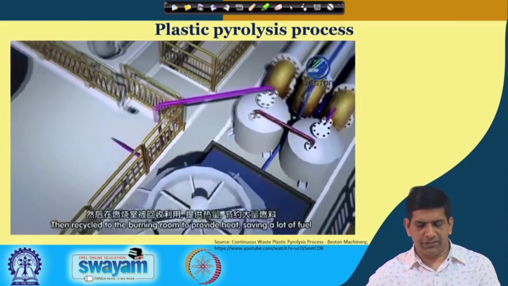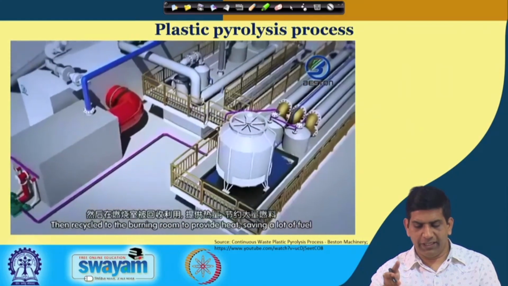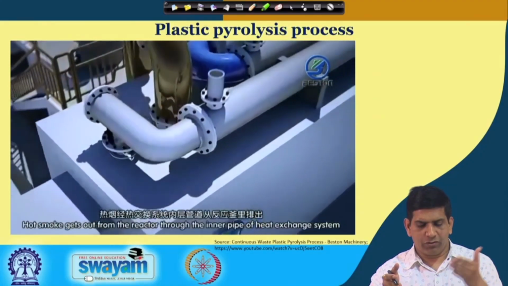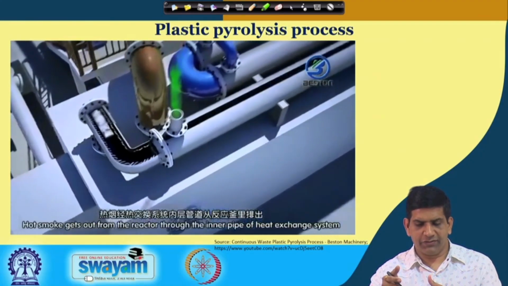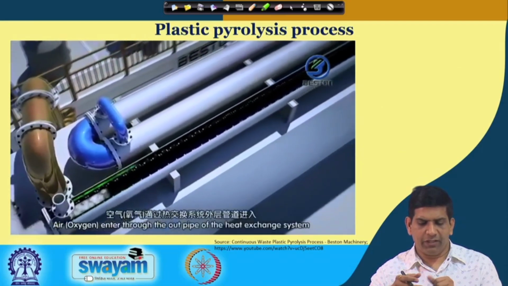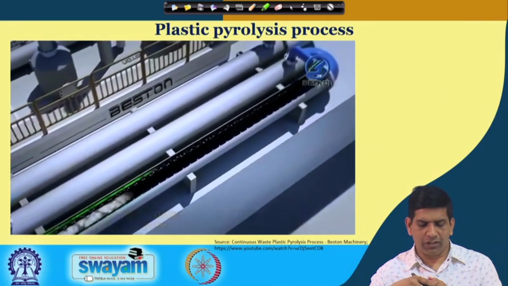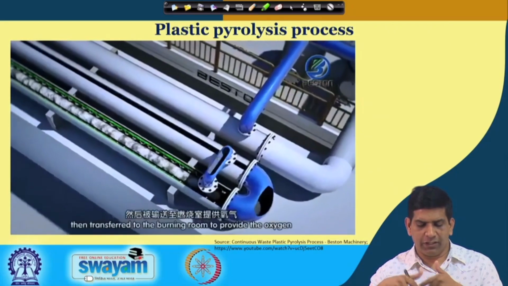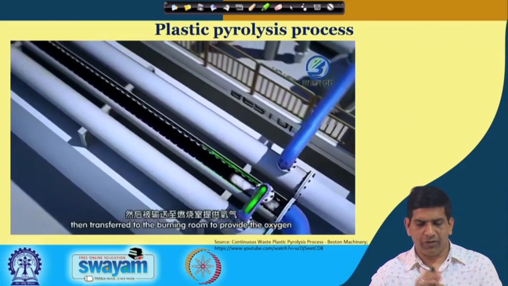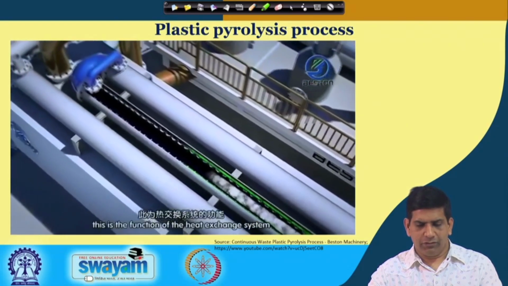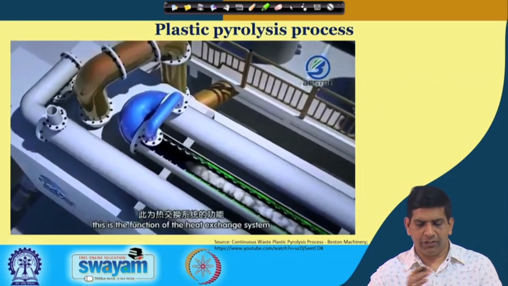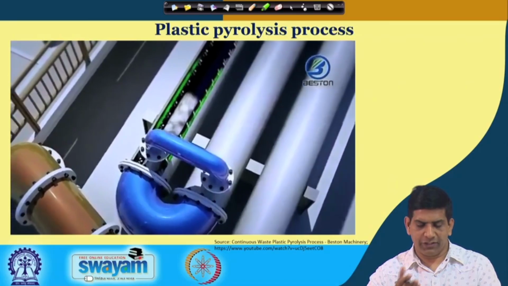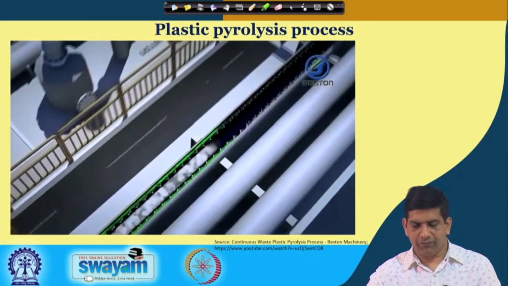So as you can see, then the recycle goes to the burning room, and then we have to provide the heat, saving a lot of fuel. So that whole process that we just explained, and the hot smoke goes out of the reactor through the inner pipe to the heat exchange system. So they are recovering the heat, they get the char product, they are also getting the syngas product. So air will get heated by the hot smoke, and then that can be transferred to the burning room to provide oxygen. And you can generate from that syngas also. If you want, you can use it as a heat source, and then you can also use it as an energy source. And heat is, of course, energy too.